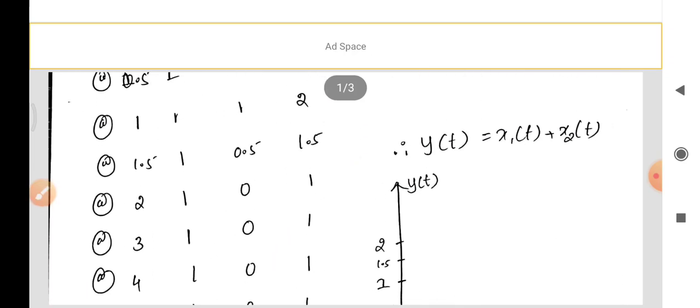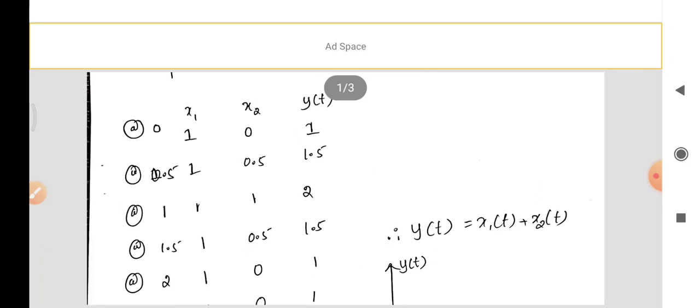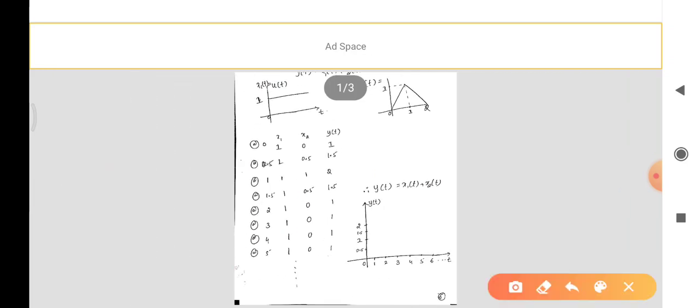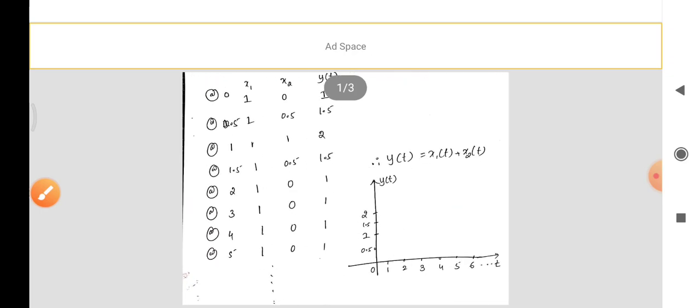At 2 is how much? Sorry, it's okay, right? At 0 it is 1. Okay, at 0 it is 1, right? At 0.5 it is 1.5. At 1 it is 2, and at 1.5 it is 1.5.